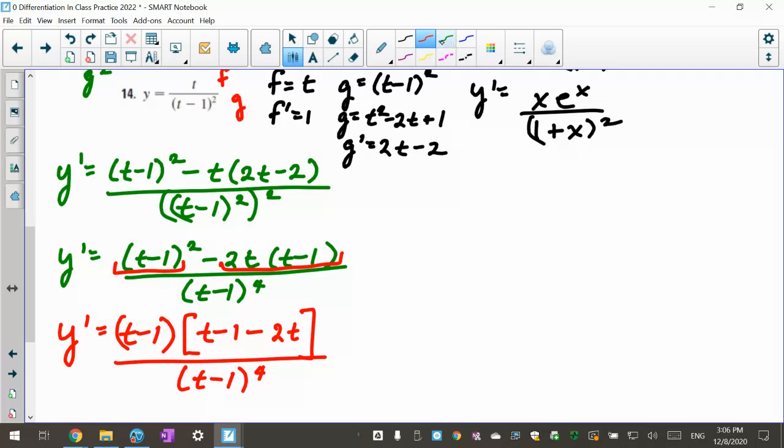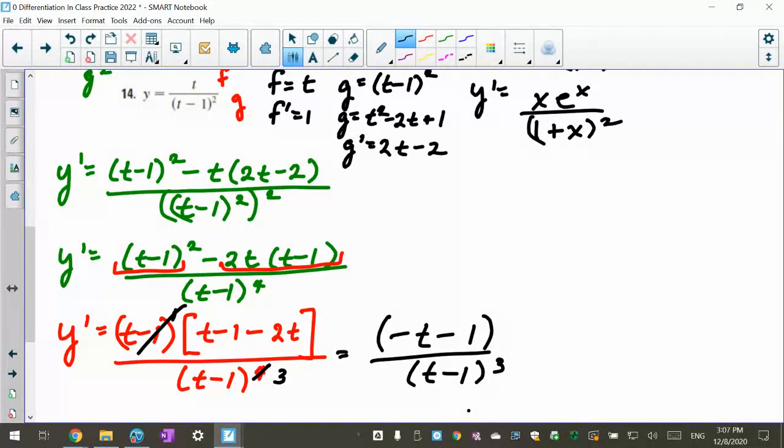Then I say, oh, now I have factors. This is to the first power. This I can cancel, and this will go to the third power. So this is going to be, ready? I have t minus 2t, so that's going to be a minus t minus 1 all over t minus 1 cubed. And so we just found the derivative with the quotient rule on that one.